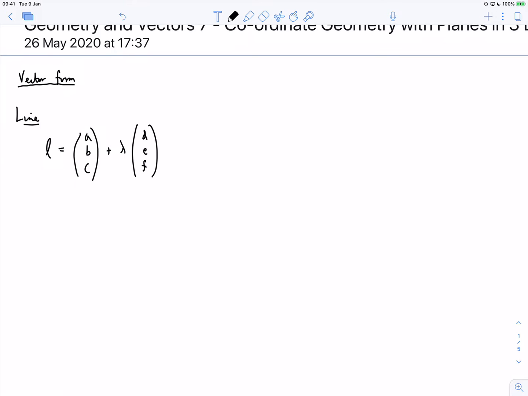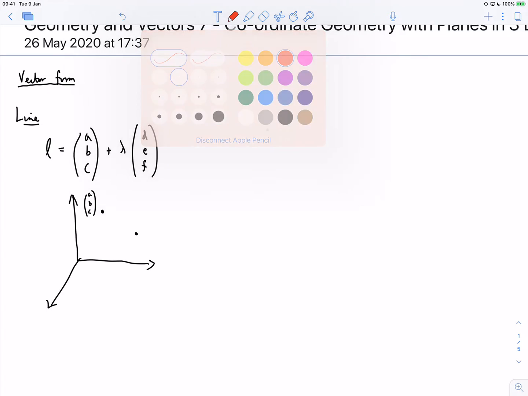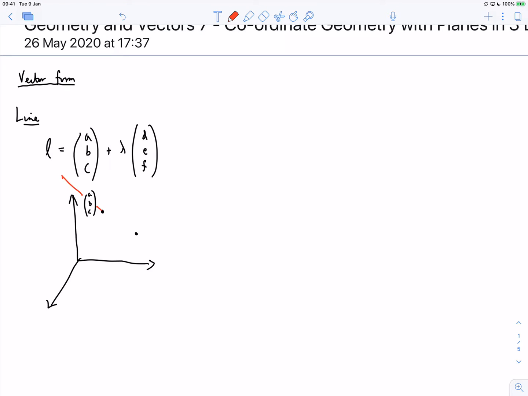Okay, and if I was to draw this on a sketch in 3-dimensional space, then this vector here would be the A, B, C vector. And let's suppose I've got another point over here such that if I was to draw a line going through these 2 points like so, then to get from this point to this point would be the directional component D, E, F.